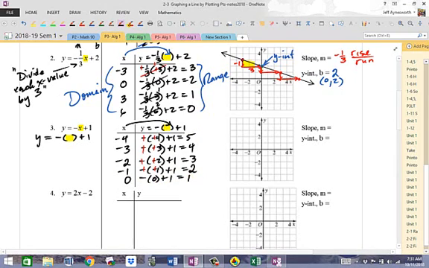All right, so then you plot the points. -4 comma 5 is left 4, up 5. -3 comma 4 is left 3, up 4. It's just a counting exercise. -2 comma 3 is left 2, up 3. And then -1 comma 2 is left 1 and then up 2. And then 0 comma 1 is just simply up 1. And then you graph your line from there. It's that simple.